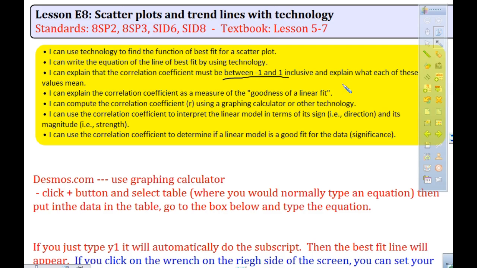question number 4 or 5, and they said, my equation wasn't anything like that. I didn't get 200 and something, I got 400. That would have been okay, as long as I can see your work. So we're going to talk about the goodness of a linear fit.